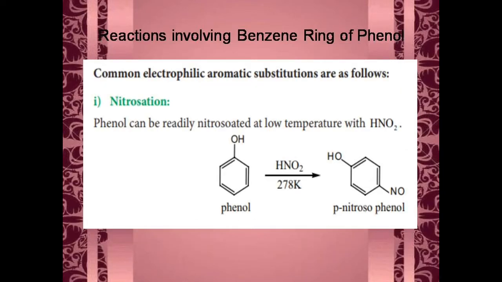Now we are going to see the reactions involving the benzene ring of phenol. Phenol undergoes electrophilic substitution reactions. First reaction, nitrosation. When phenol is reacted with nitrous acid at low temperature, that is 278 Kelvin, it gives para-nitrosophenol, that is phenol with the NO in the para position.